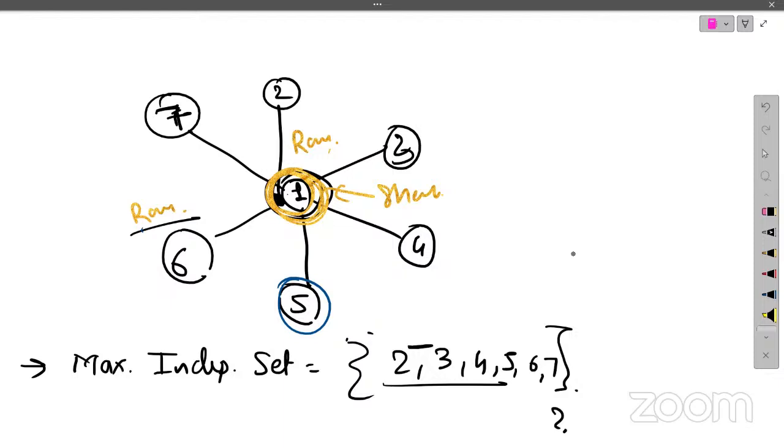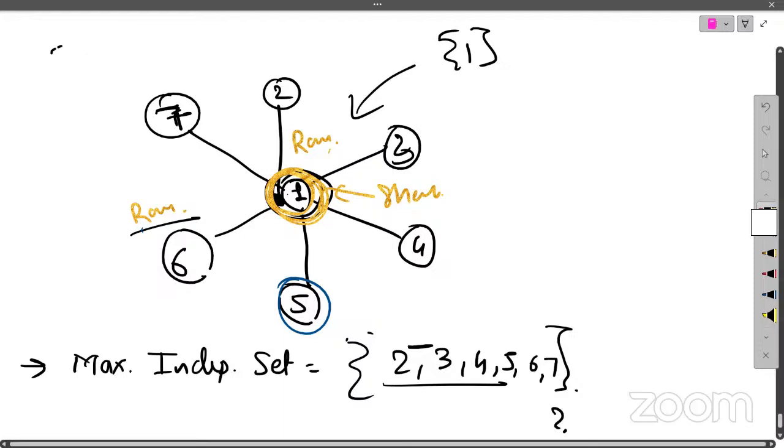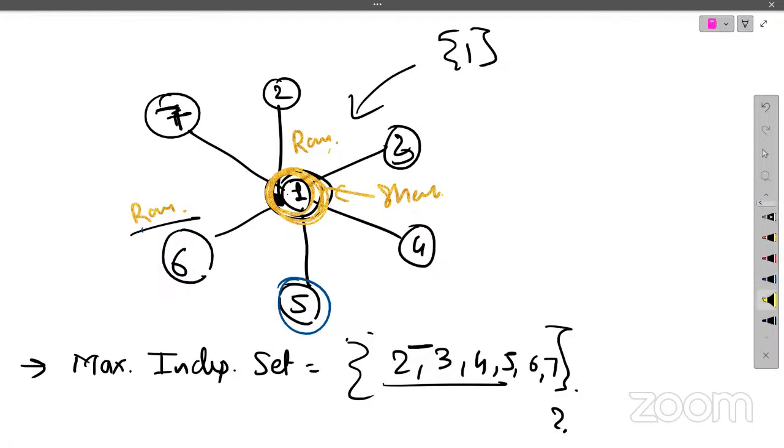Whatever minimum vertex you take, it can be 1, 2, or 3. Any vertex you can take. But 2 is connected to 7. 2 and 7 are connected to 1. That doesn't matter. If you are taking only one vertex, you need not worry. So 2 and 7 are not directly connected. That's why we need a direct edge.